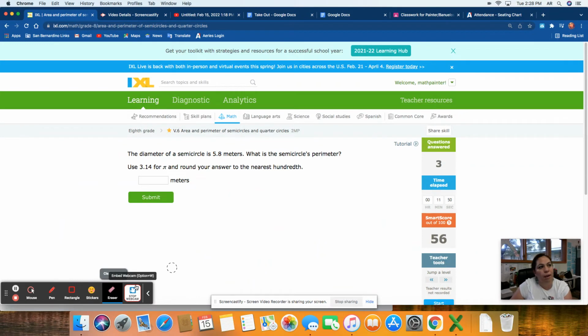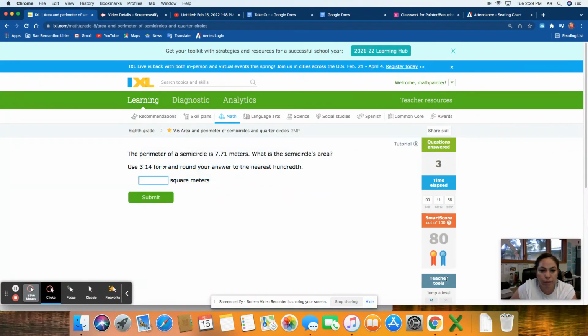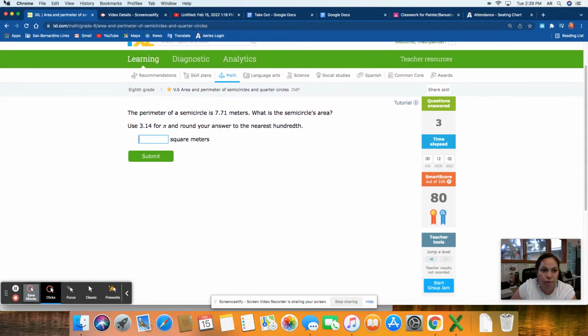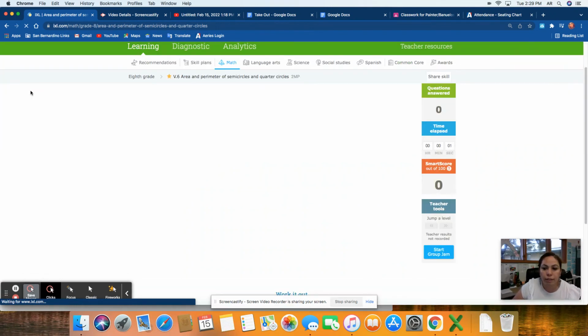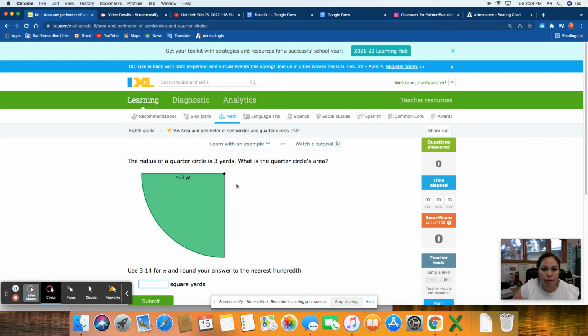We haven't done area with the quarter circle, so I'm trying to look for an area with a quarter circle. So let's see if I can find an area, perimeter, semicircle. We already did that one. Let me refresh so we can find a quarter circle. So here we go. Area. Found it. Okay. The radius of a quarter circle is 3 yards. What is a quarter circle's area?